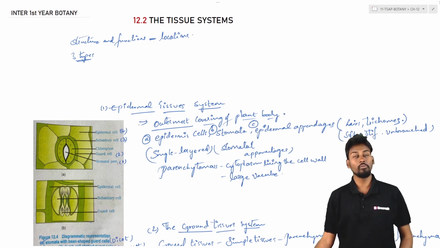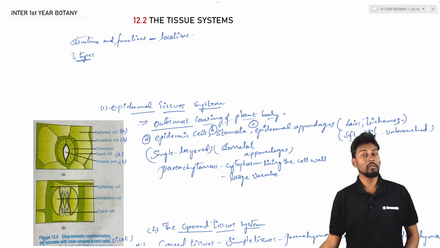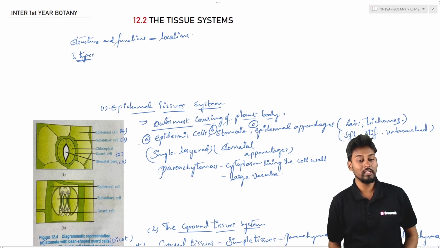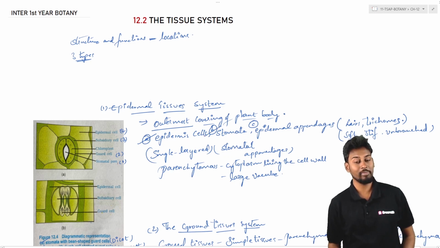అండ్ దీన్ని మనము పూర్తిగా 3 విధాలుగా డివైడ్ చేసుకోవచ్చు. ఒకటి complete layer is consisting of epidermal cells, అండ్ రెండోది వచ్చేసి stomata, that is stomatal apparatus, and మూడోది వచ్చేసి epidermal appendages.